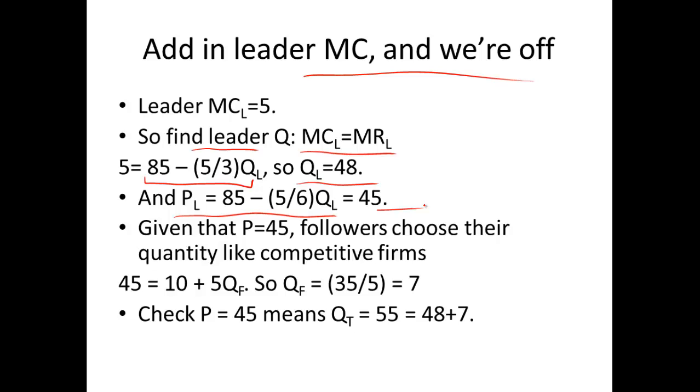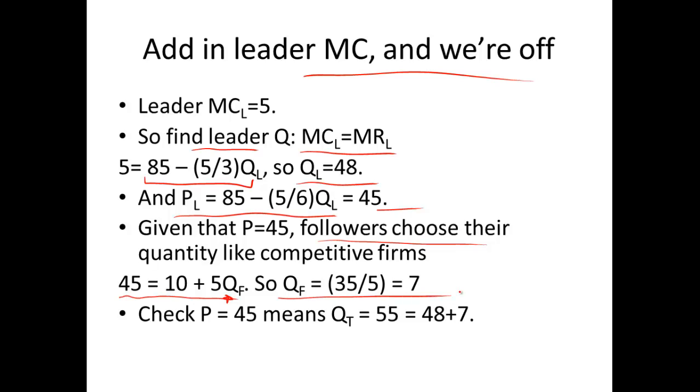Now, that 45 is not just the leader's price, it's the price chosen by the leader, but it's the price that's relevant to everybody. Given that price of 45, followers choose their quantity the way competitive firms do. In other words, they set that price, they find the quantity on their supply curve such that the price equals that price. And so what's the follower supply? Well, it equals 35 over 5, or just 7.